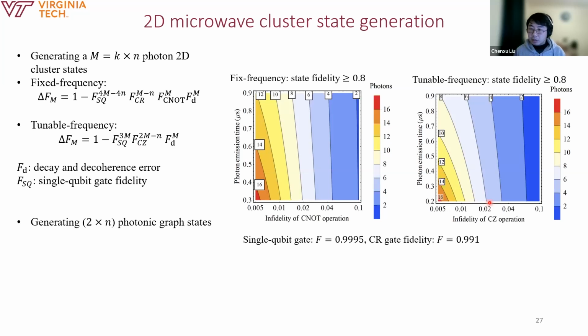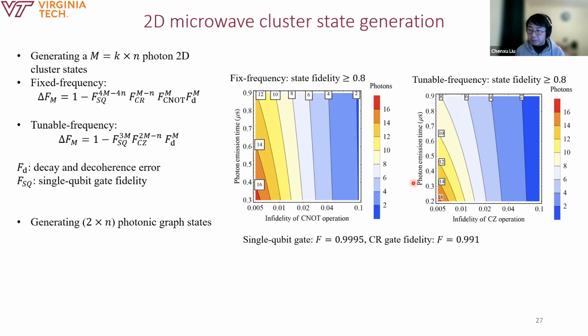And we require the generated state to have a minimum fidelity of 0.8, and we tune the photon generation window, which will control how much decay and decoherence error is on the transmon qubits while it is waiting for the photon emission. And also we tune the infidelity of the CNOT operation for the fixed frequency transmon qubit and the CZ operation for the tunable frequency transmon qubit. So in both cases, we can generate about 16 photon qubits, but still have a relatively high state fidelity, like 0.8, for both of the transmon qubit systems.